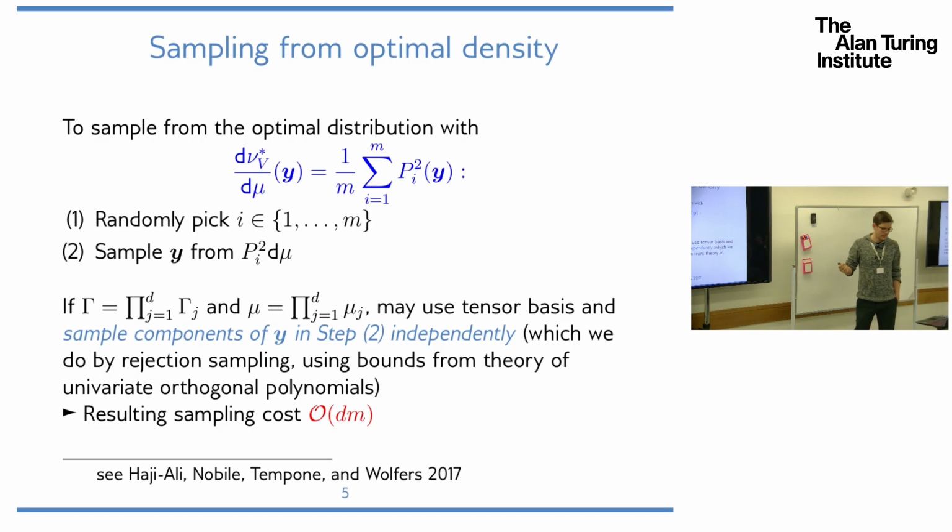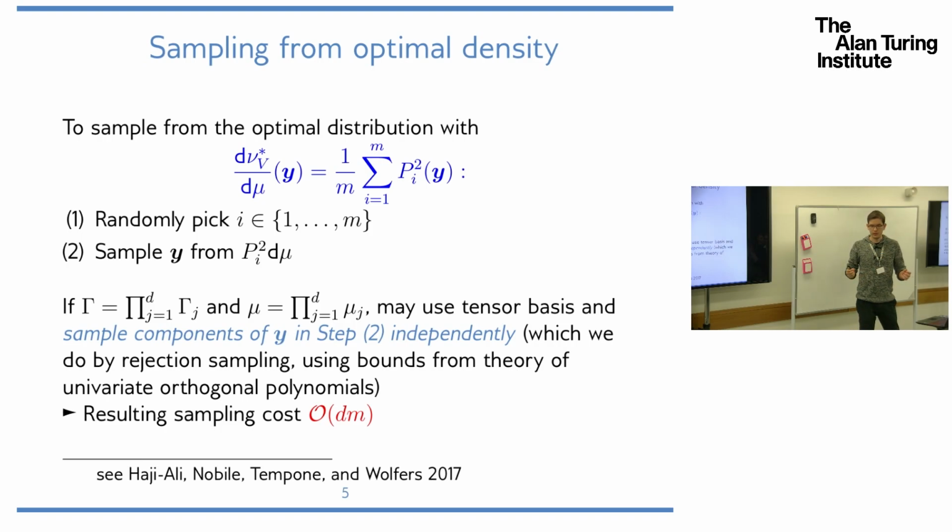Because of course, each of these basis functions is non-negative. They all integrate up to 1. So you can simply randomly pick one of them and then sample from the corresponding measure. And in the case where your domain is a product domain, where you have a tensor measure, and where you use as an orthonormal basis tensor basis functions, you can do the second step. You can do all of the components independently of each other.